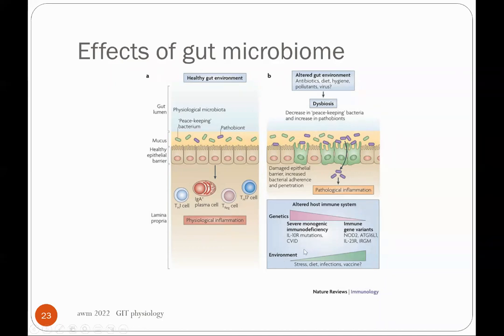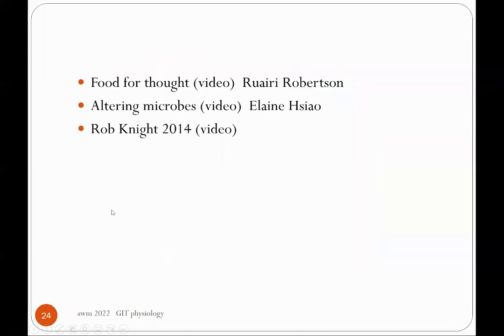And so this now shows you the difference, the balance between the environment and the host immune system, and why it is that you can get disease. And you can see here the pathological inflammation, where you're getting damage even to the mucosa, which will affect even gut function. And yes, I think that is it.